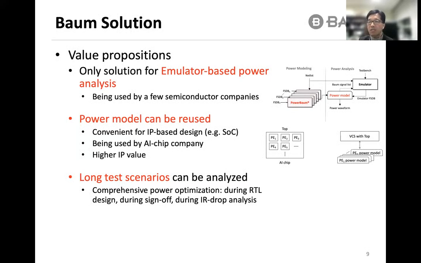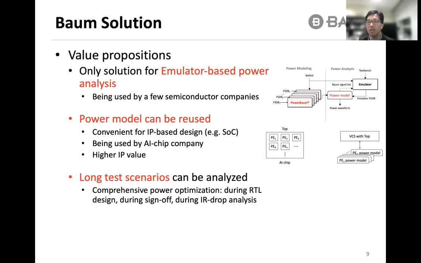The model-based approach is also convenient in AI chips. A power model of just one processing element, indicated as PE in this figure, is created, and a number of such models are then connected to the RTL simulator for this array architecture of an AI chip. IP can be provided together with its power model, which increases IP value.